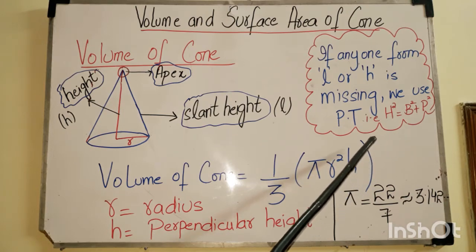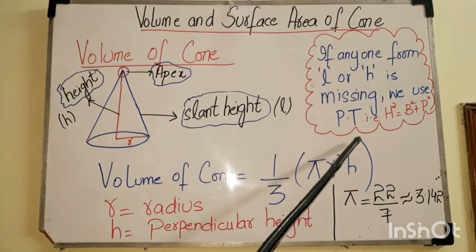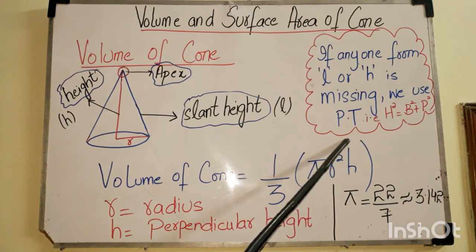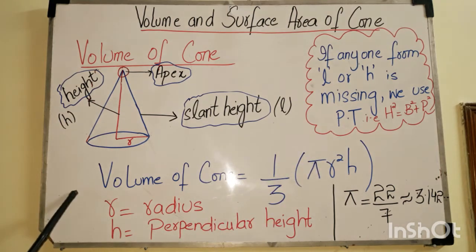I am not going into the depth of the Pythagoras Theorem again, because in my video on the volume and surface area of the pyramid I have explained it thoroughly. Now come to the point, that is the volume of cone. The volume of a cone has the formula 1 by 3 pi r square h.